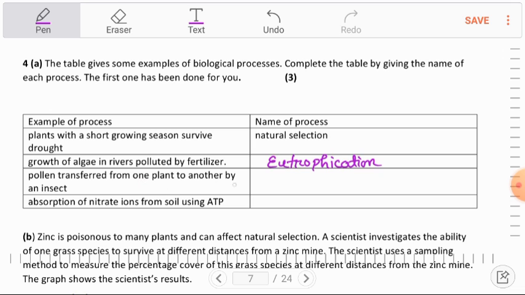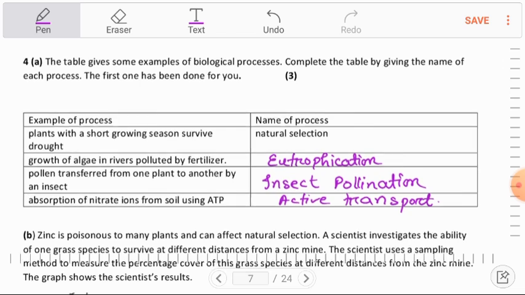Pollen transferred from one plant to another by an insect. This is pollination, and as the pollination occurs due to an insect, it will be insect pollination. Absorption of nitrates from soil using ATP. They are using energy to move minerals against the gradient. So obviously this is active transport. Active transport. Part A ends. Moving to part B1.